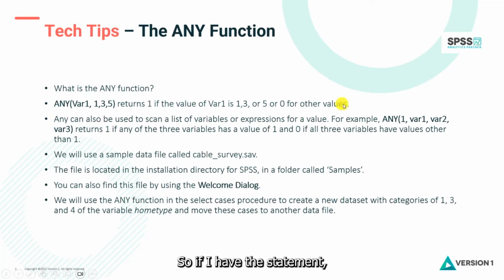So if I have the statement any(1, variable2, variable3), this will return a 1 if any of the three variables has a value of 1, and 0 if all three variables have values other than 1.